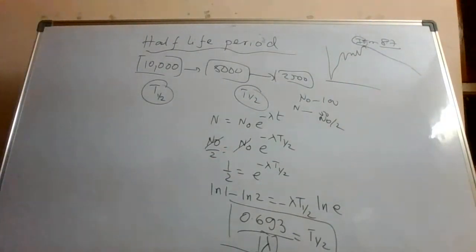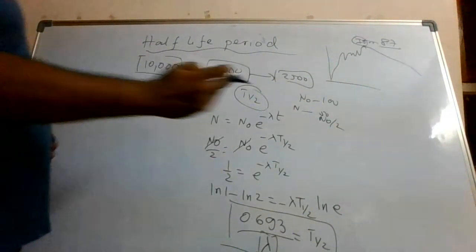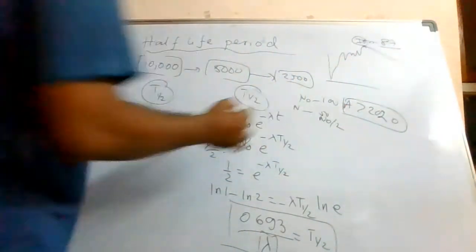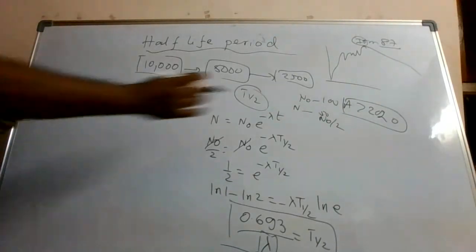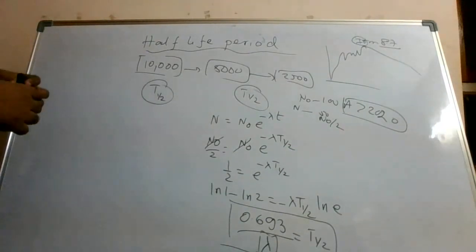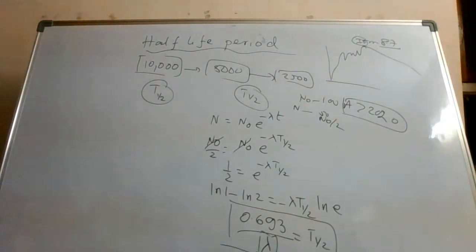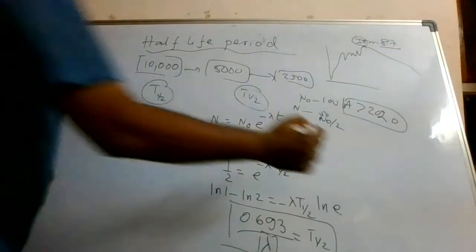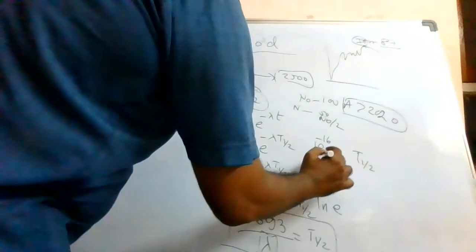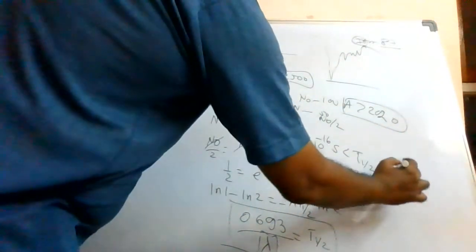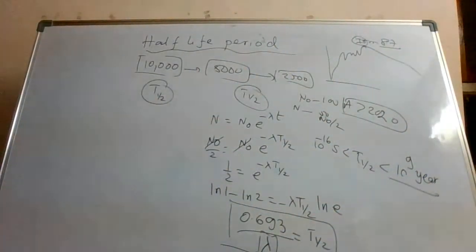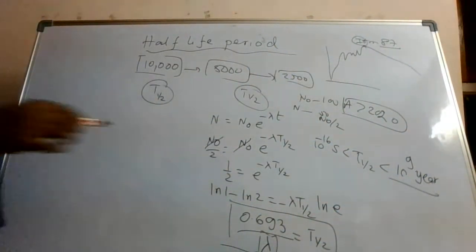We are talking about the larger nuclei, usually those greater than 220. A value greater than 220. Such type of nucleus we are talking about. So different elements are there, and different elements will have different lambda values, and this T half value is dependent upon that. The range of T half is sometimes as small as 10 power minus 16 seconds to as large as 10 power 9 years. This is the range.